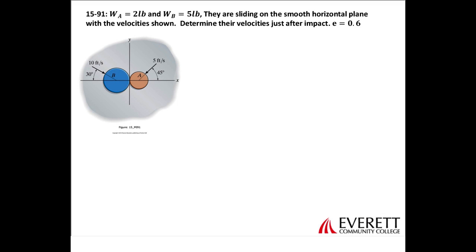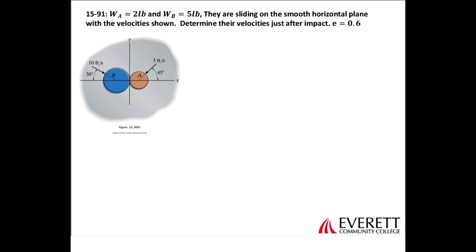Hello, as promised, I'm going to record an example problem from Chapter 15. The problem that I chose is 15-91, and let's go ahead and look at that problem to start off with. So 15-91, we have two discs, disc A and disc B. Two discs are sliding. The weight of A is 2 pounds.